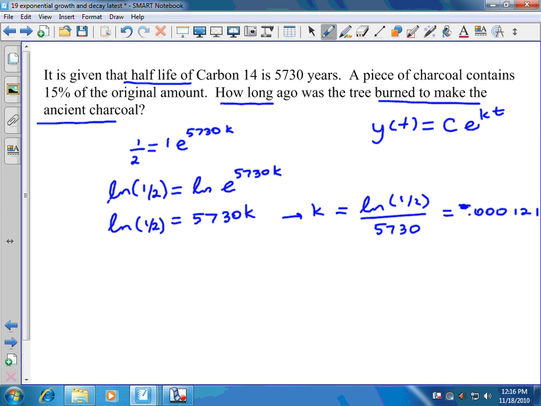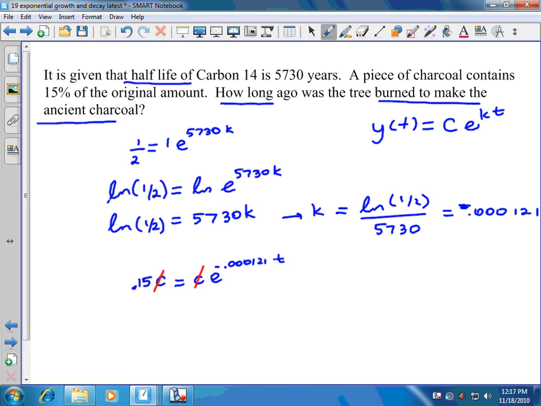How long ago was the tree burned to make the ancient charcoal if we know that the charcoal contains 15% of the original amount? So the final amount is 0.15 of the original amount. So whatever that was, initial amount is C, final amount is 0.15 times C, e to the kt. K is negative 0.000121, and t is the unknown. Once again, you can divide both sides by C, so the C's cancel.